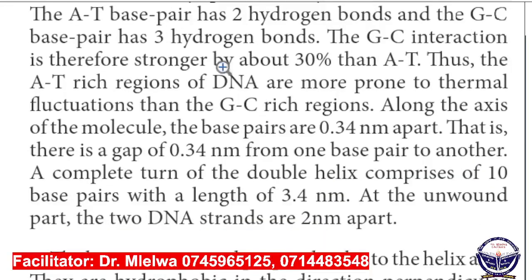So the adenine thymine base pair has 2 hydrogen bonds, and the guanine cytosine base pair 3 hydrogen bonds. The guanine cytosine interaction is therefore stronger by 30% than adenine thymine. Thus, the adenine thymine rich regions of DNA are more prone to thermal fluctuations than guanine cytosine rich regions. Maeneo ambayo yanakuwa na adenine na thymine nyingi yanakuwa ni rahisi kuyavunja na joto, kwa sababu yanakuwa na bond ambazo haziko stronger ukikompare na yale maeneo ambayo yanakuwa na guanine pamoja na cytosine.